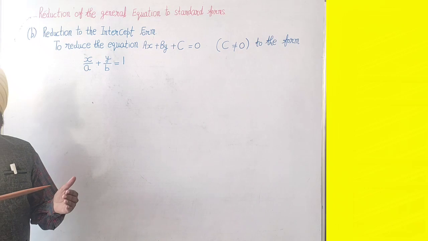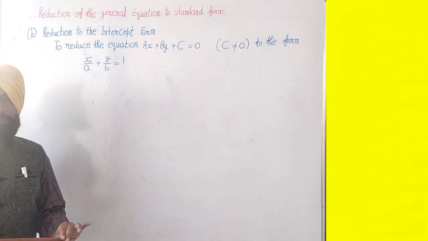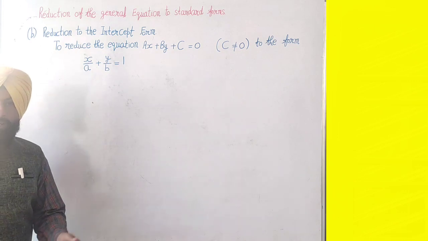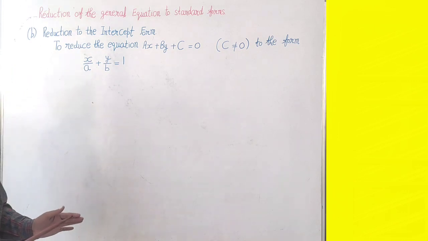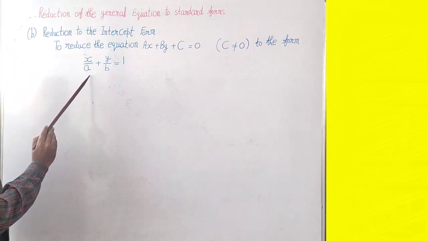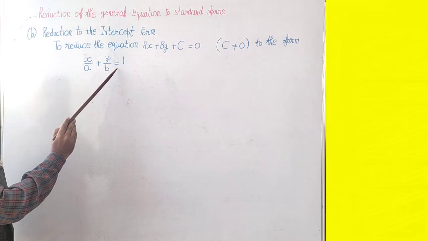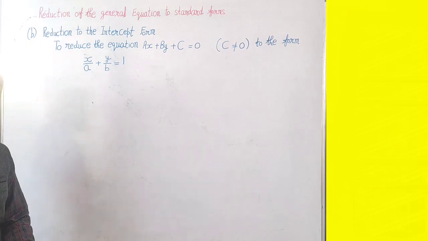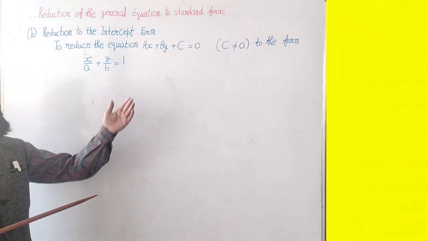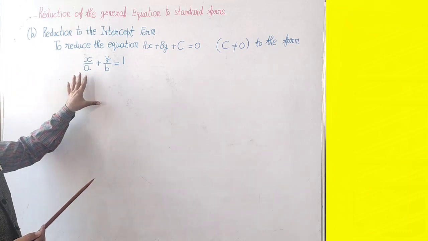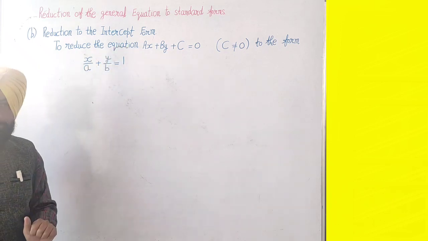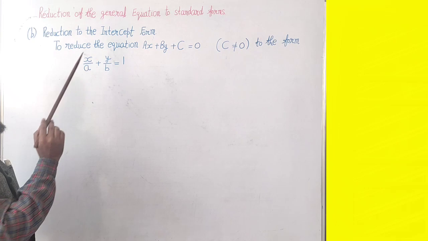Now we want to reduce the general equation to intercept form. We already know what the intercept form is, that is x over a plus y over b equal to 1. Our aim is to reduce the general equation into intercept form. Part b we are discussing.